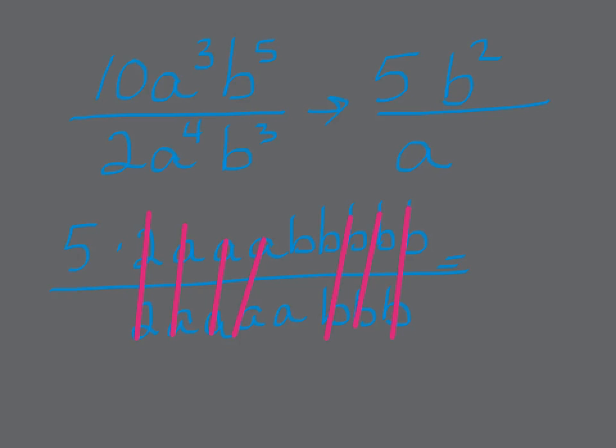5 is our coefficient in the numerator. We have b times b remaining in the numerator, which would be b squared, and then a remaining in the denominator. So we get the same result simply by subtracting the exponents. It's just a shorter way of doing it instead of having to write all the terms out and cancel. We subtract the exponents and put the variable where the exponent is larger.